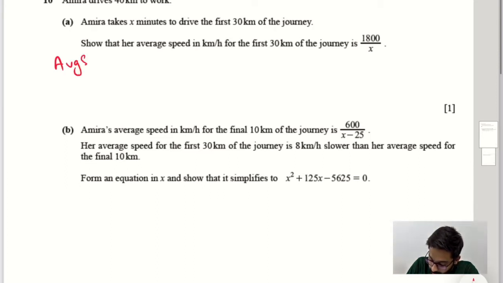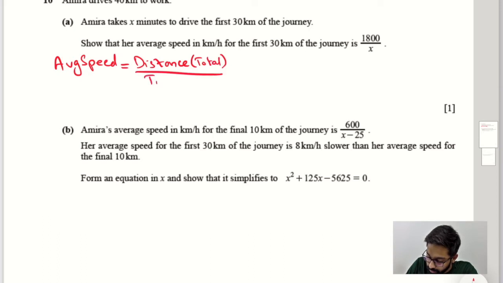Average speed equals distance, this is the total distance, over time, this is the total time. Okay, now the distance is 30, and the total time that she takes is, how much is that? X over 60, because X is the number of minutes, and if you divide that by 60 you'll get the number of hours. You'll be converting that into hours.